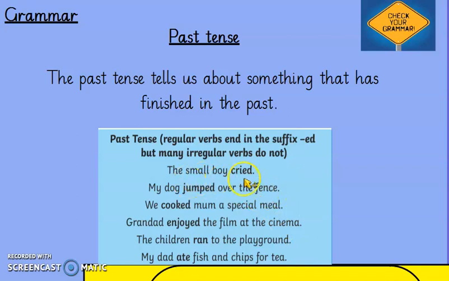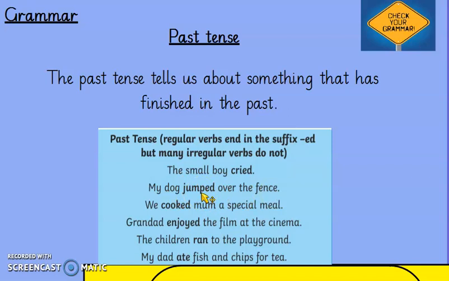So let's have a look. Let's read the sentence together. So my turn. The small boy cried. And in this case, cried is the verb and it has the ed spelling. Can you see? My dog jumped over the fence. So jumped in this case is the verb, what you've done.